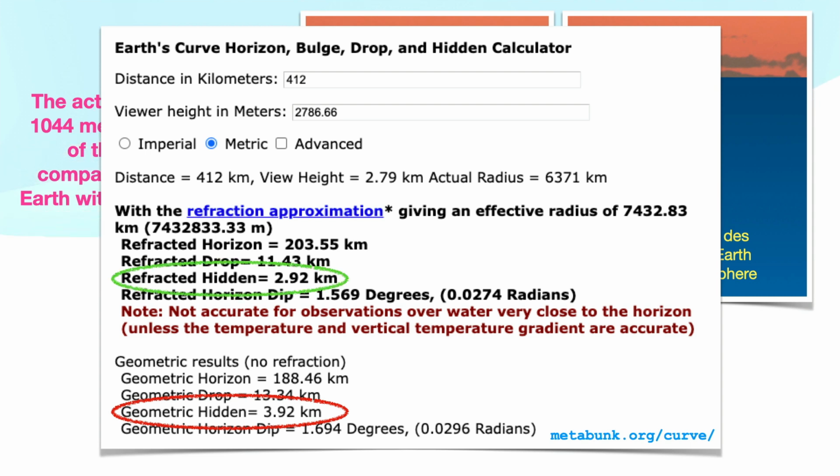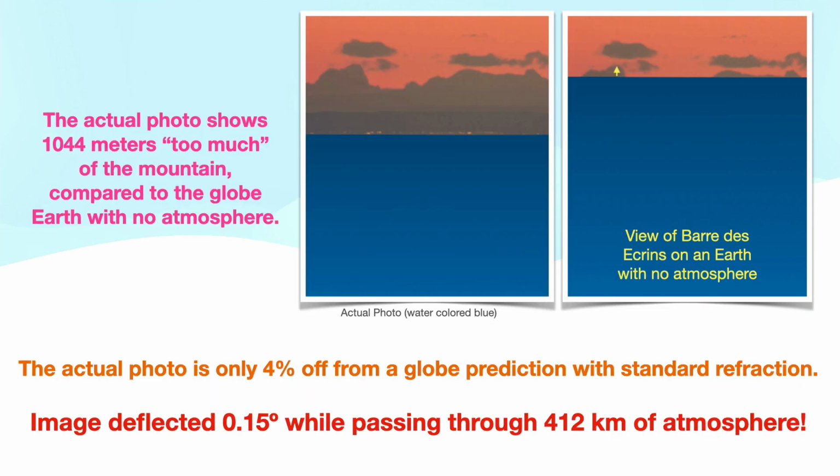So let's take a look at standard refraction. It shows 2,920 meters hidden, a difference of 1,000 meters. It turns out the photo differs from globe prediction by only 4%. Another way of looking at this is the image of Bar Ekron's shifted the tiny amount of 1/500ths of a degree after passing through 412 kilometers of atmosphere. Refraction is a very subtle effect and does not work miracles. Over great distances, however, the differences can add up.